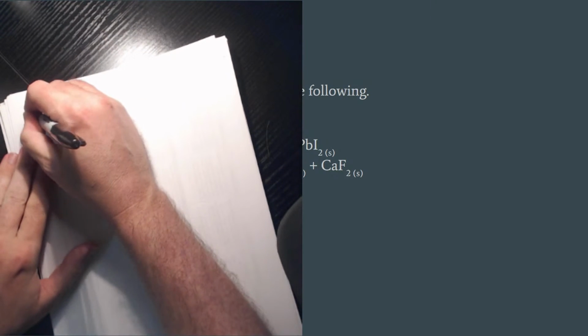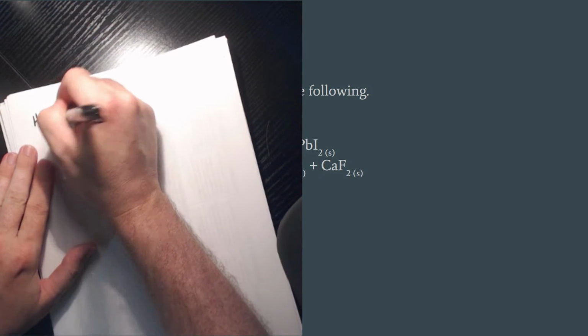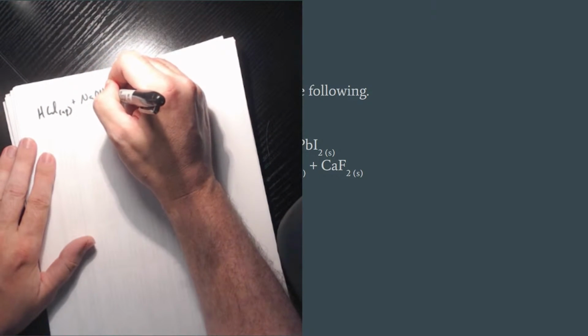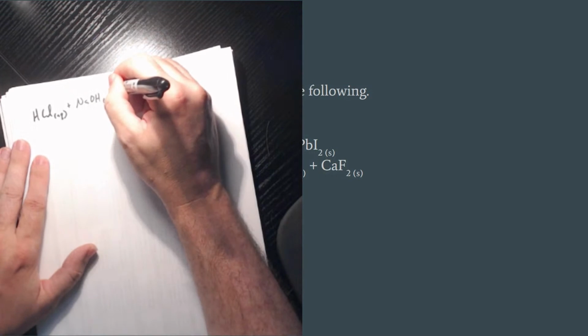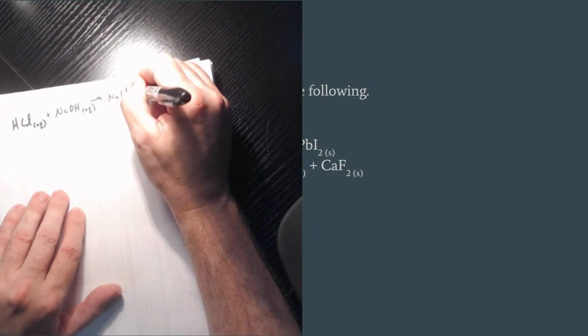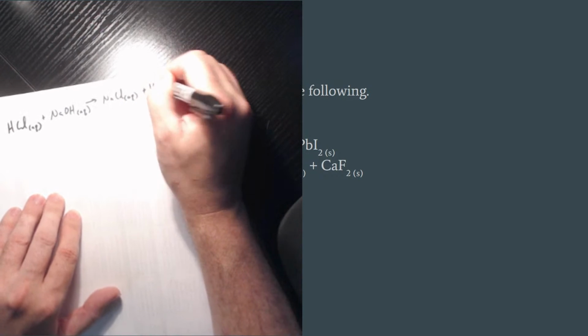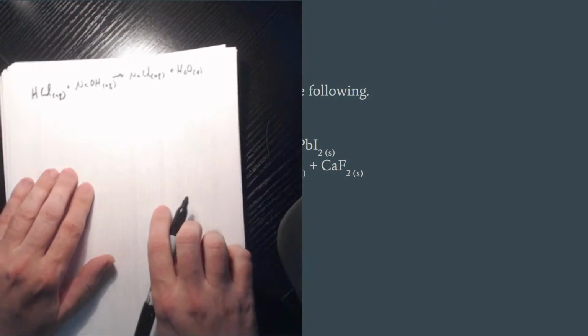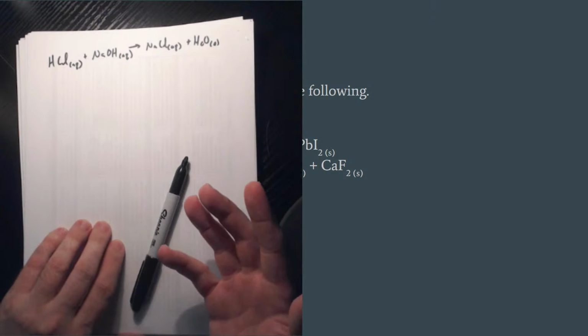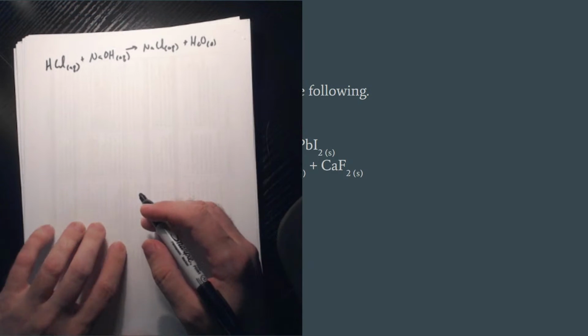So we have HCl, aqueous, and sodium hydroxide, aqueous, reacting to form sodium chloride, aqueous, plus H2O, a liquid. All right, so I'm kind of cheating here. This is actually an acid-base neutralization, but it follows the exact same rules as precipitation.